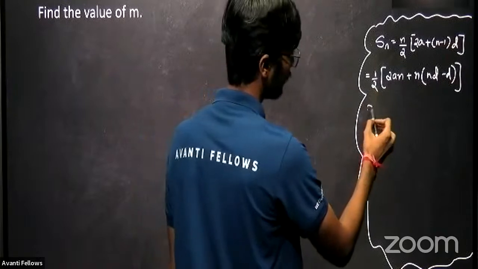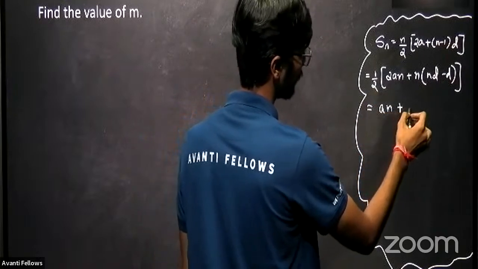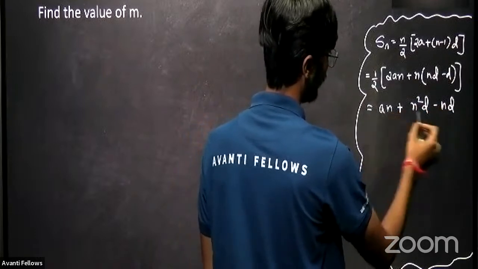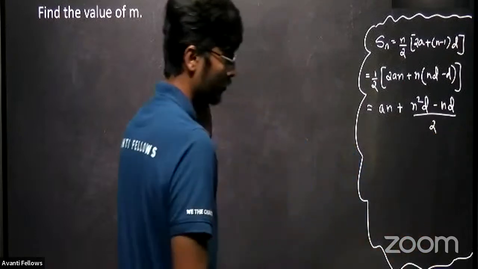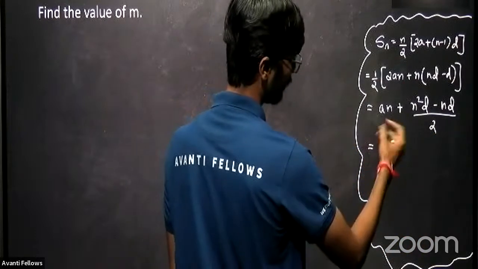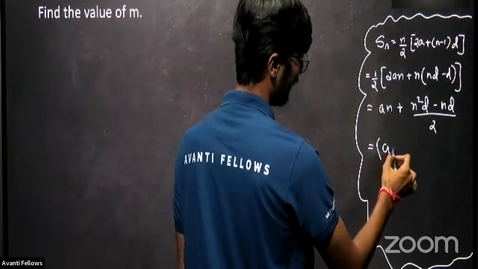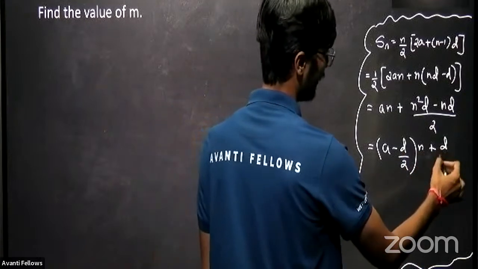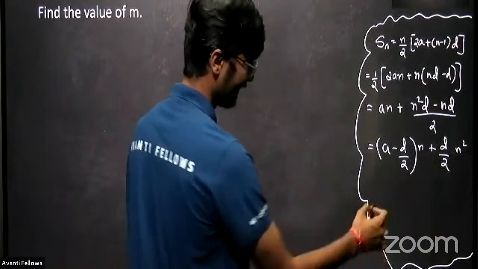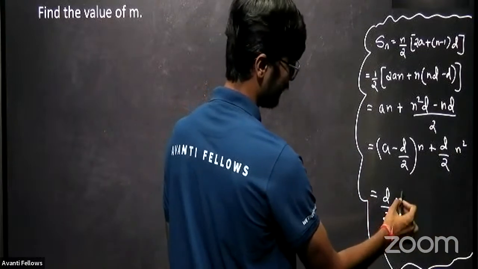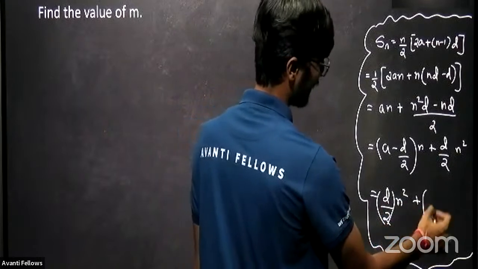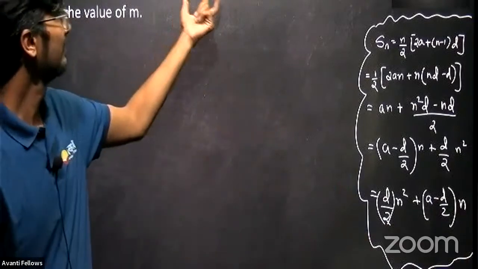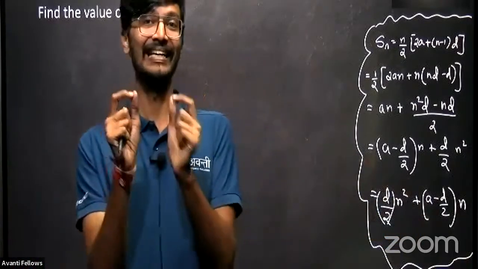Let us also multiply half. So I'll get an plus n square d minus nd upon 2. So I guess I'll take n common from the first and last term. So I'll get a minus d upon 2 times n plus d upon 2 times n square. If I rearrange this, I'll get d by 2 n square plus a minus d by 2 n. And if you can see this, it is exactly in that format.